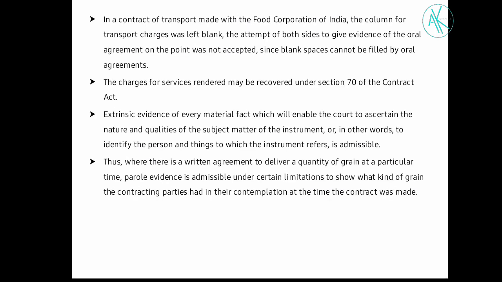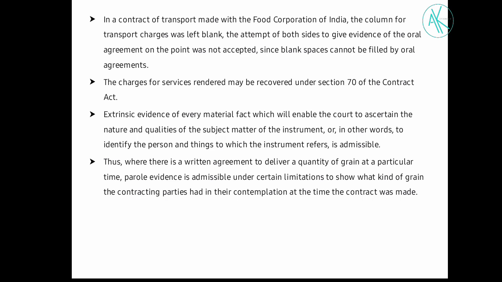In a contract of transport made with the Food Corporation of India, the column of transport charges was left blank. The attempt of both the sides to give evidence of the oral agreement on the point was not accepted, since the blank space cannot be filled by oral agreements. The charges for the services rendered may be recovered under Section 70 of the Contract Act.